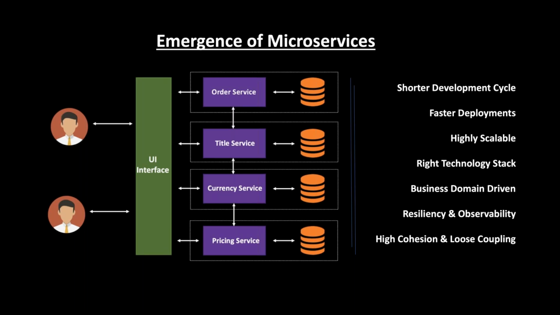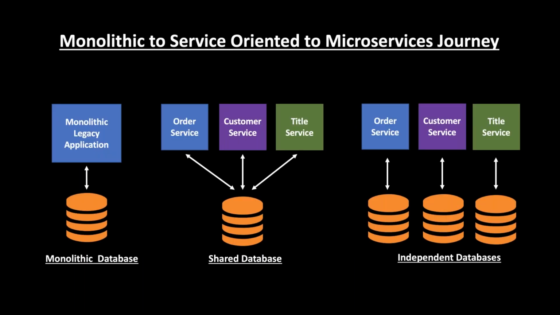So that's again one of the bigger benefits, and you get high cohesion and loose coupling between the different components, right? So you know that your applications, your services are now aligned to your business domains. All in all, you can do multiple releases a day, and you can get rid of most of the disadvantages of having a monolithic application. So this is a journey from monolithic application to service oriented to microservices.